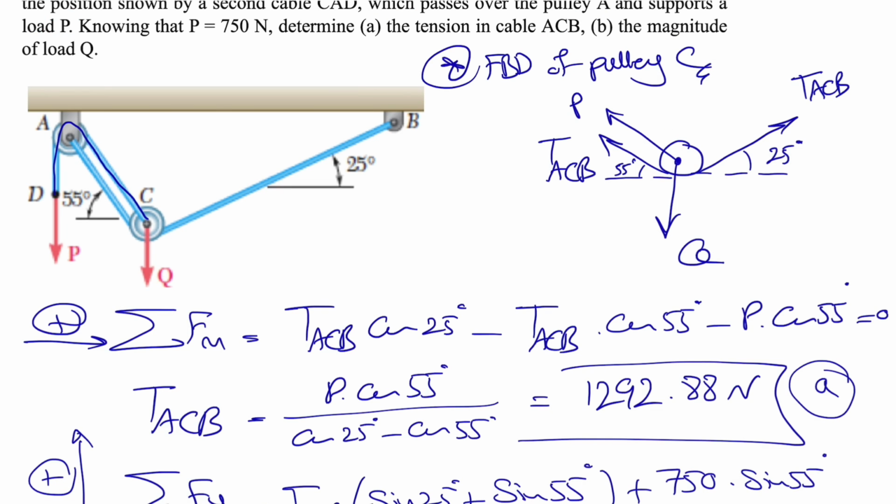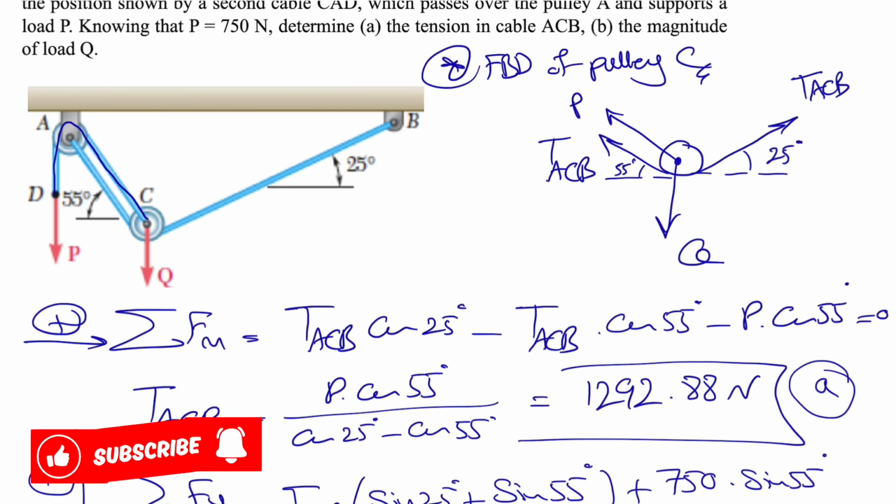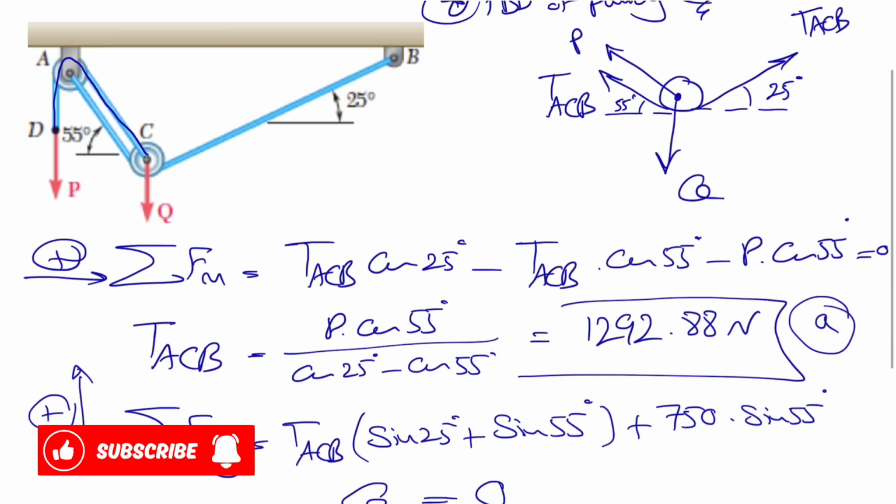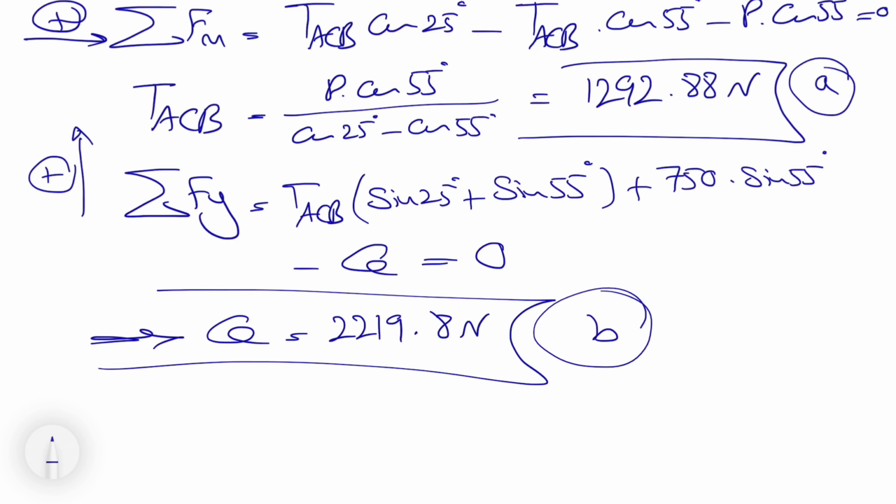So what we need to keep in mind is that we have two different cables, each of which has a single force. For CAD, we have the force of P, and in T_ACB, we have the tension on both sides of the pulley.